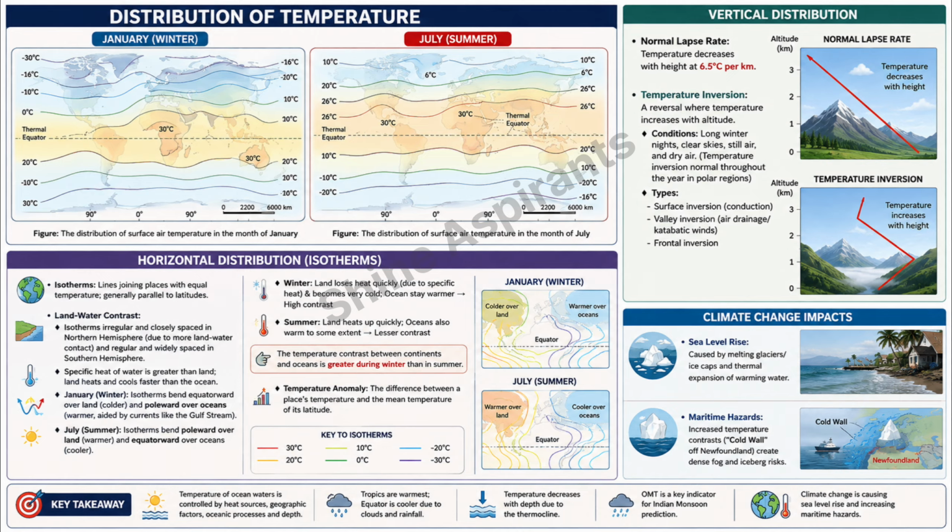Types of inversion. Surface inversion, by conduction: the surface loses heat rapidly on clear nights. Valley inversion, by air drainage and katabatic winds: cold dense air drains into valleys. Frontal inversion: warm air overriding cold air at a front.